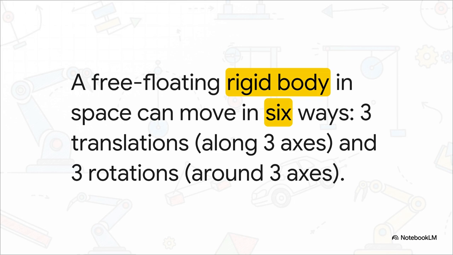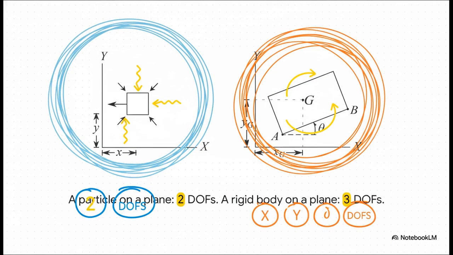That's 3 what we call translations. And it can also rotate around each of those 3 axes, what we call roll, pitch, and yaw. That's 3 rotations. So 3 plus 3 equals 6 degrees of freedom. This slide actually breaks it down nicely.